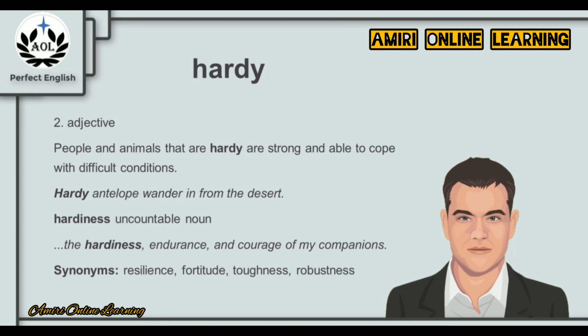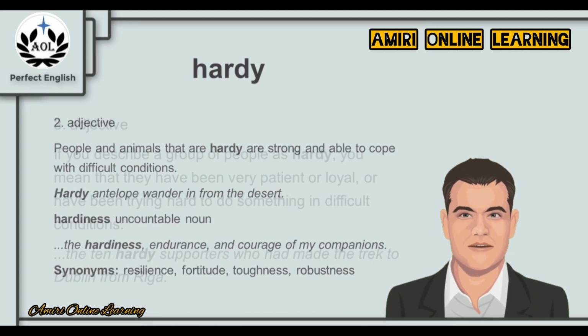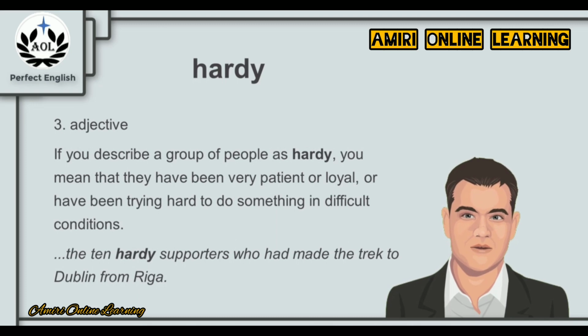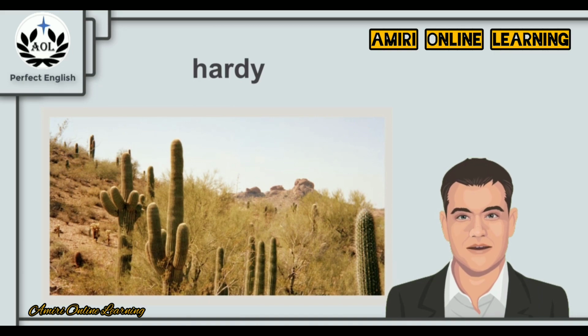For example, the hardiness, endurance, and courage of my companions. And synonyms for hardiness are the words resilience, fortitude, toughness, and robustness. And finally, if you describe a group of people as hardy, you mean that they have been very patient or loyal, or have been trying hard to do something in difficult conditions. For example, the 10 hardy supporters who had made the trek to Dublin from Riga. So the next time you remember the picture of the cacti, remember the word hardy and what it means.